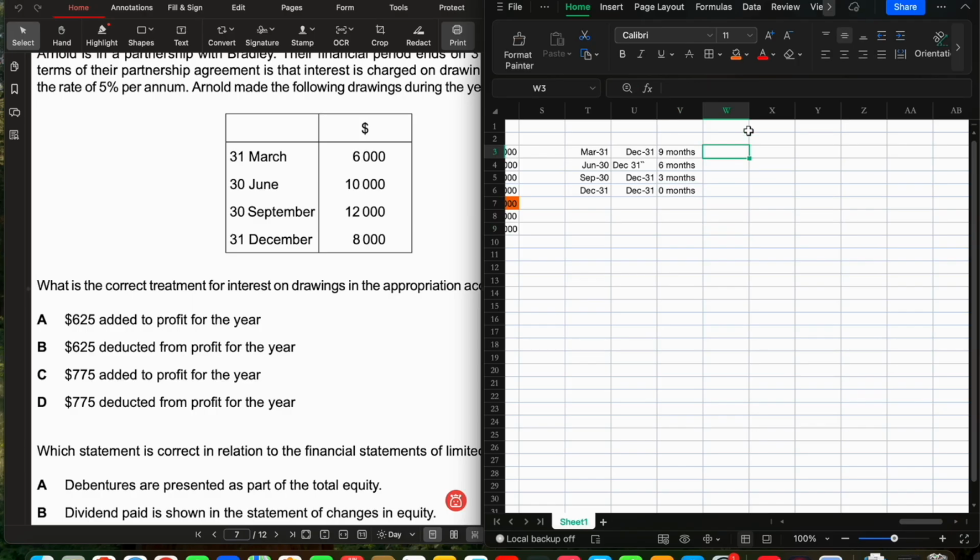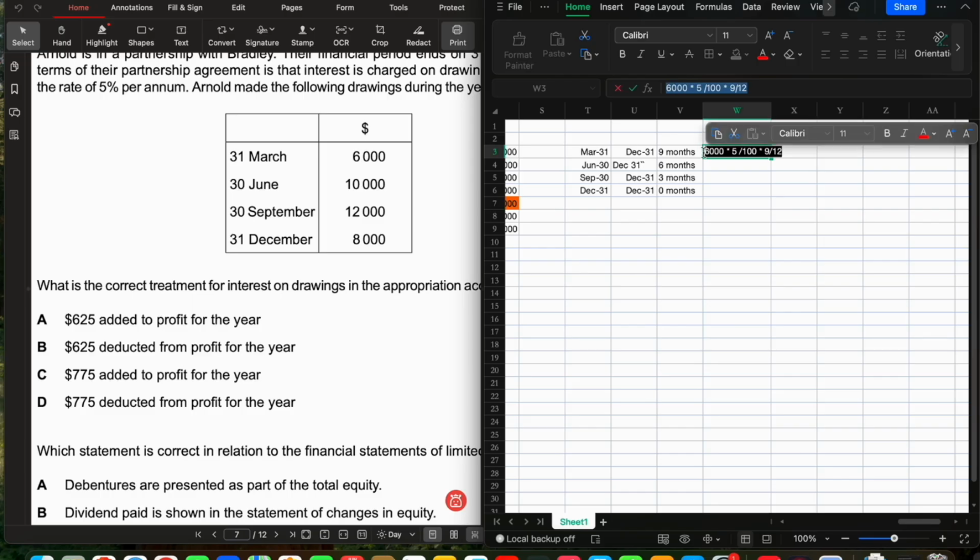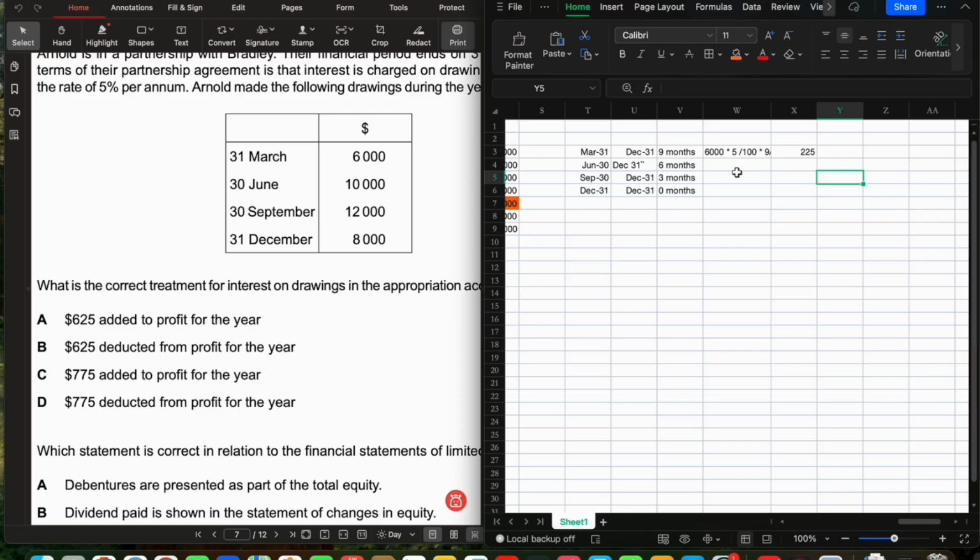Okay, so here let's calculate the interest. We have 6,000 as drawings. Interest rate is 5%, which is 5 divided by 100. Now once you get this amount, we'll multiply this on a monthly basis, so 9 months out of 12 months. Okay, I hope you understood this. So amount is coming 225.